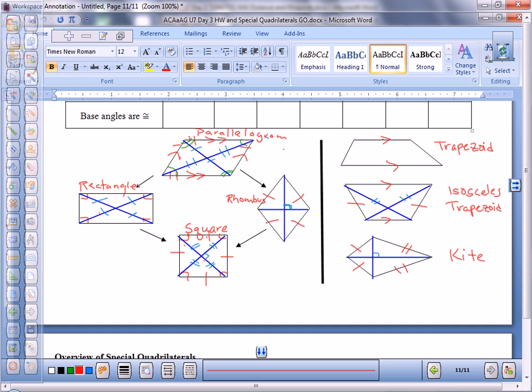And then the last one looks like a kite, and it is called a kite. And instead of opposite sides being congruent, consecutive sides are congruent. The two that are together. So these two sides have the same length, and these two sides have the same length. And their diagonals are perpendicular.